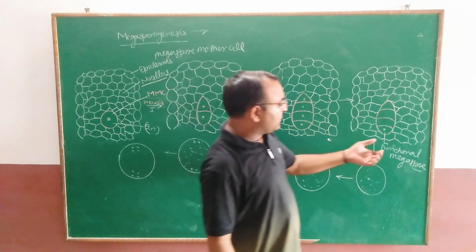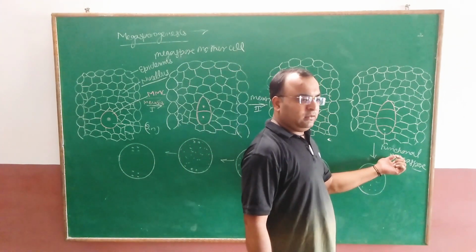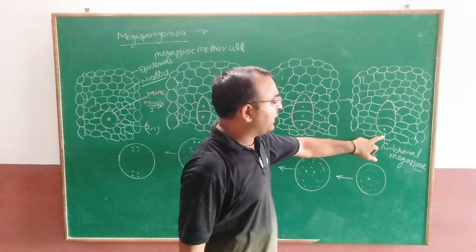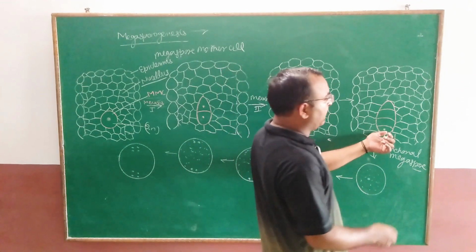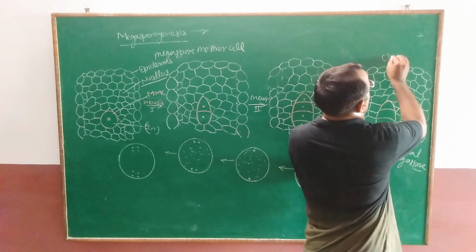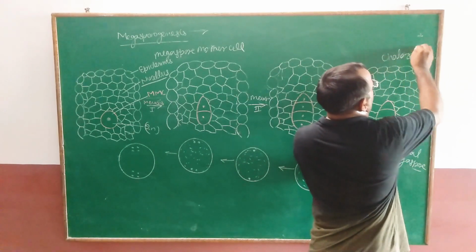Now this functional megaspore is haploid in nature. This functional megaspore is present toward the micropylar end. So this is the micropylar end, then what will the opposite one be? Chalazial end. Chalazial end. Is it clear?